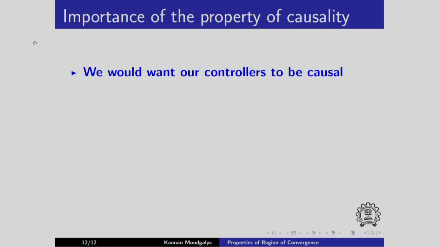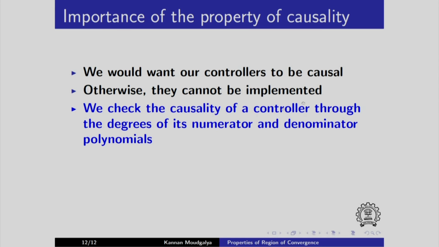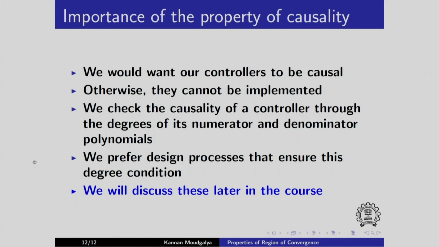We will conclude this presentation by stating some important facts about the property of causality. We would want our controllers to be causal, otherwise they cannot be implemented. We check the causality of a controller through the degrees of its numerator and denominator polynomials. In fact, we would prefer design processes that ensure this degree condition. We will discuss this later in this course.